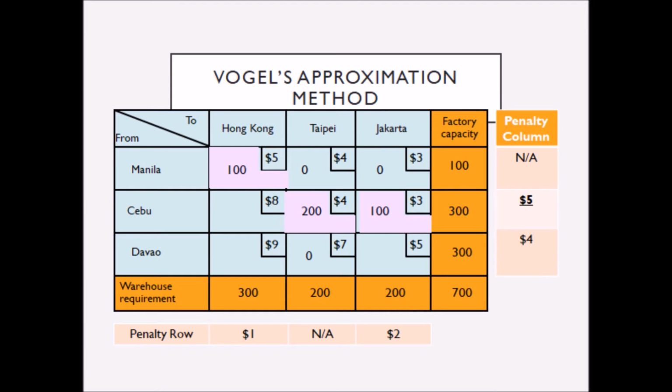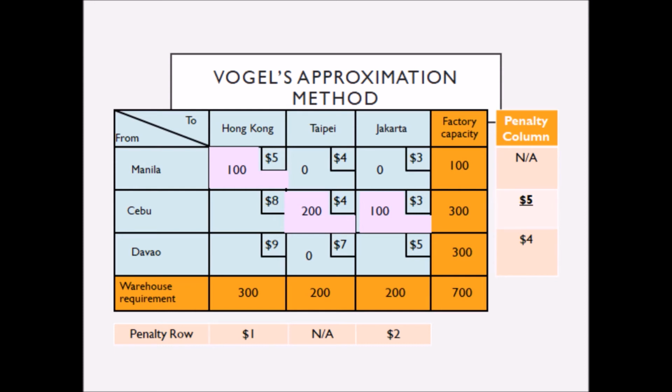Now, both the Manila row and the Taipei column are not available, since the supply has been exhausted or the demand has been met. So let's recompute. For the row Cebu, we have 8 minus 3, which is equal to 5. Then for Davao, we have 9 minus 5, which is 4. While for the column of Hong Kong, 9 minus 8 is equal to 1. And Jakarta has 5 minus 3, which is 2.